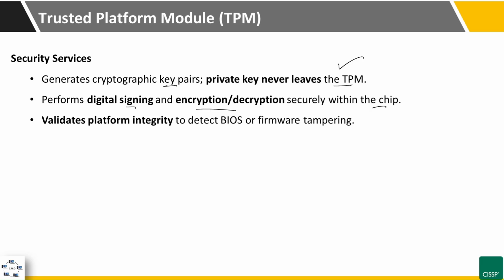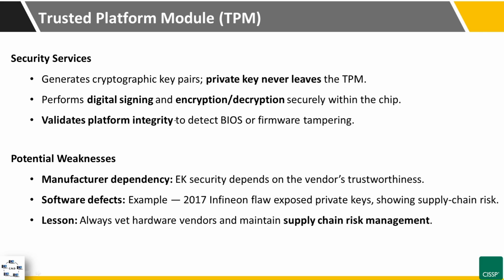So what are some potential weaknesses of the TPM? The first one is manufacturer dependency. The endorsement key security depends on vendor trustworthiness. This is the key that is generated by the vendor and then stored inside the TPM. If the vendor is trustworthy, the TPM security is ensured. On the other hand, if you cannot trust the vendor, then the whole security is compromised, and the TPM security is of no use because the root of trust is not trustworthy.